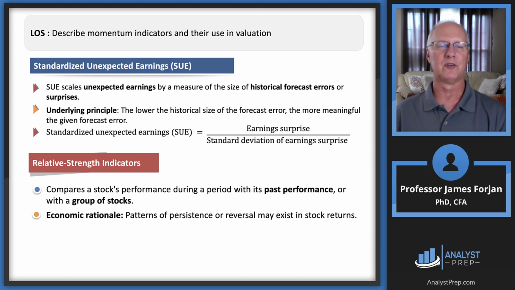So look at that first arrow point. It scales unexpected earnings by a measure of the size of historical forecast errors. And so this is really, really important.